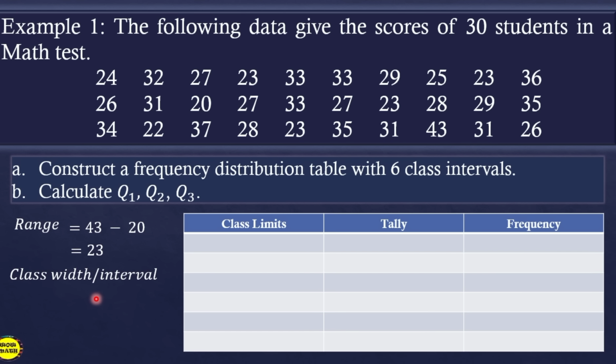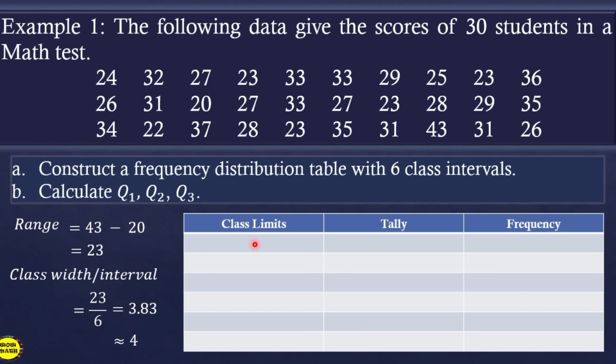And after that, kunin natin yung class width or yung interval o yung tinatawag nating class size. Ang dami niyang tawag. Yung class width, paano natin kinukuha? Range divided by the number of classes. Yung binigay na number of classes sa atin is 6. So, 23 divided by 6, that is 3.83 or equivalent to 4. Ibig sabihin, yung class size natin o class width natin sa bawat class ay 4.